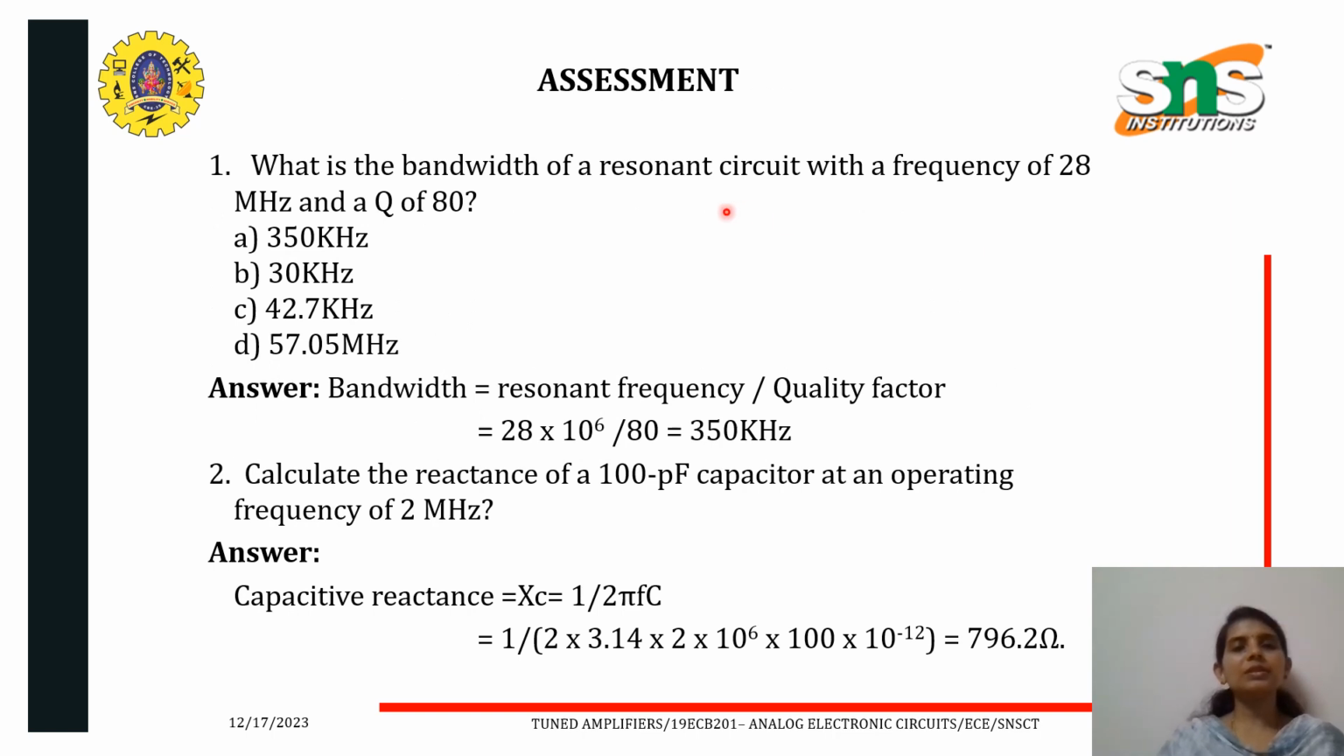Today's assessment: what is the bandwidth of a resonance circuit with a frequency of 28 megahertz and quality factor of 80? We know that bandwidth is resonant frequency divided by quality factor. Substituting the values, we obtain the bandwidth. The next one: calculate the reactance of a 100 picofarad capacitor at an operating frequency of 2 megahertz. We all know that the capacitive reactance Xc is equal to 1 by 2 pi fC. Substituting the given values will give us the capacitive reactance.